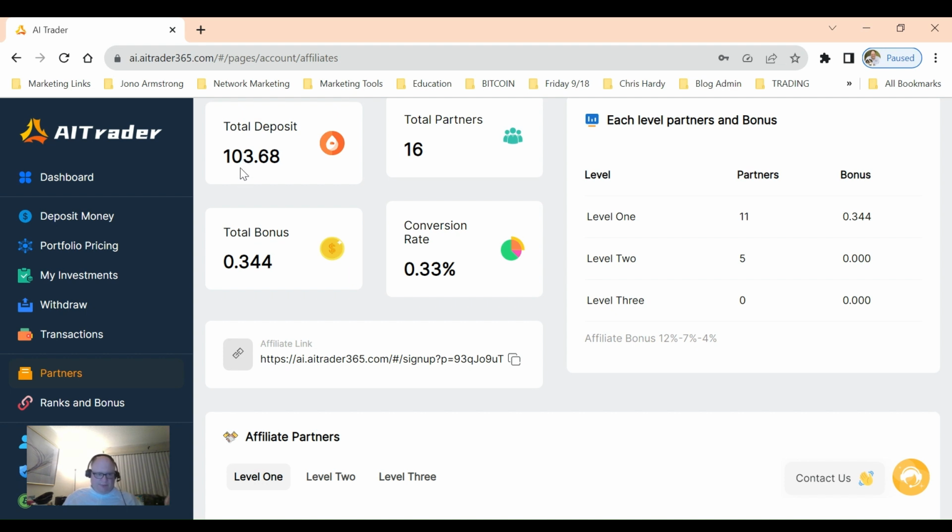Now, 12% and 7% and 4% on the profits is much less than commissions on the actual deposit, but I do like the fact that it is a residual income and that it does pay through three levels. That is very, very good. So as long as this can build a long-term income for us, I mean, I can't promise that, but I'm certainly hoping that it builds a long-term income for us.